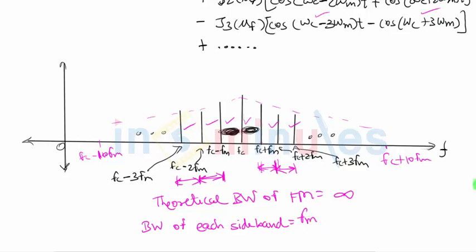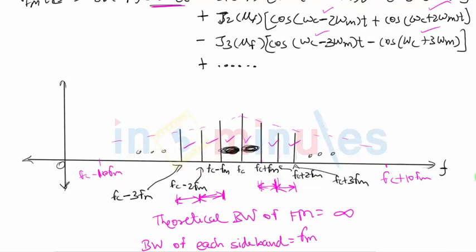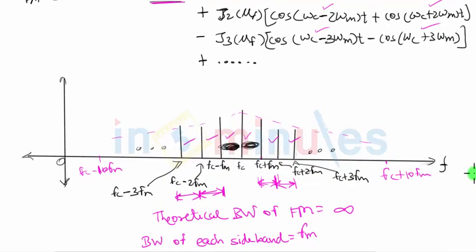But that is not how we are going to calculate the bandwidth. In most of the cases, we first decide the bandwidth of the signal which I want to transmit, and according to which we will later on figure out how many sidebands we have to consider so that we get that much bandwidth of the signal.